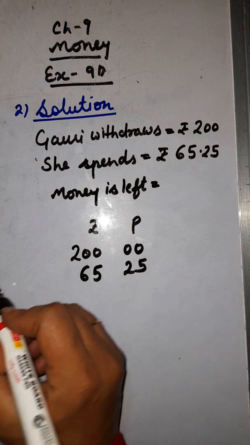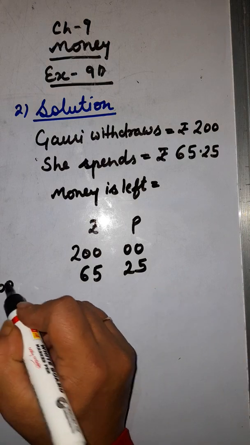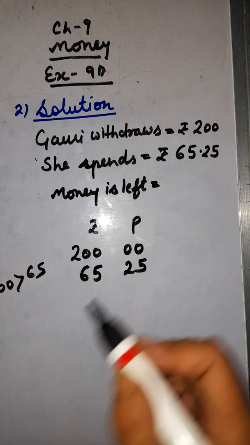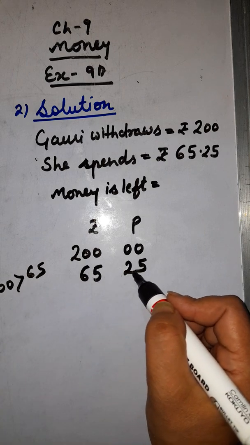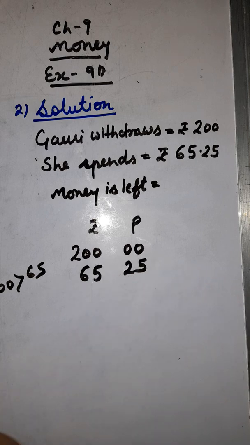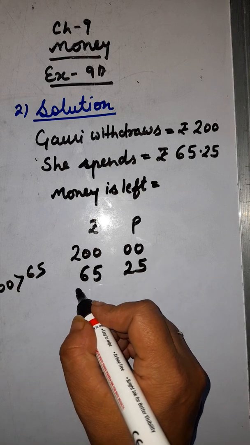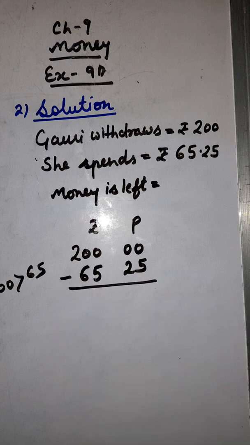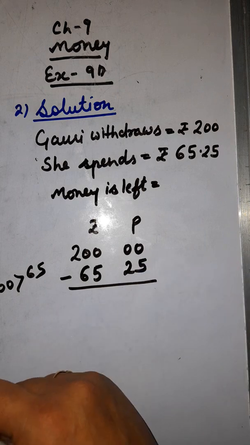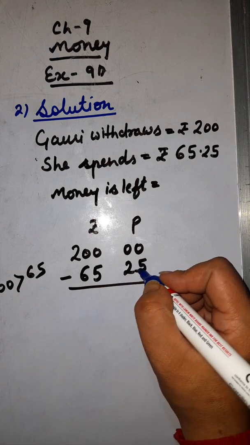So compare this one. Which is greater, 200 or 65? 200. So we'll subtract 65 rupees and 25 paise from 200. Okay. Now subtract. Look at here. Here we have 0 and here we have 5. So 0 is smaller than 5.